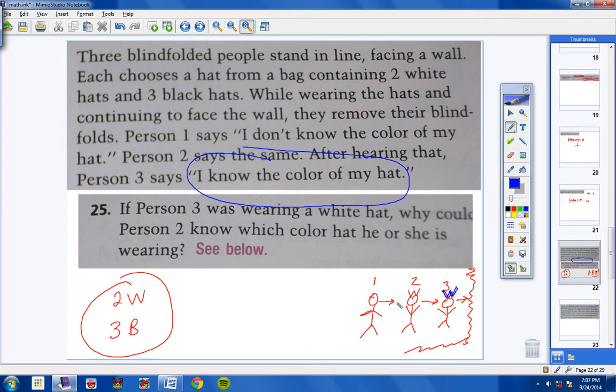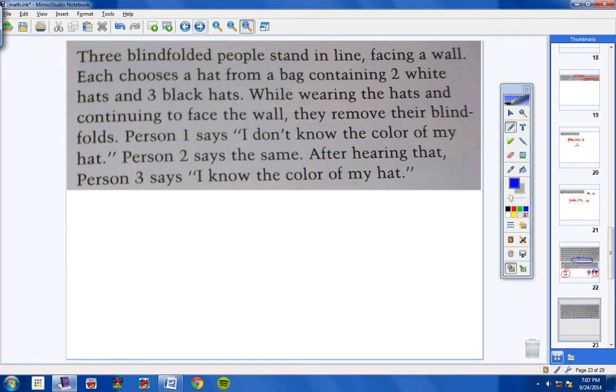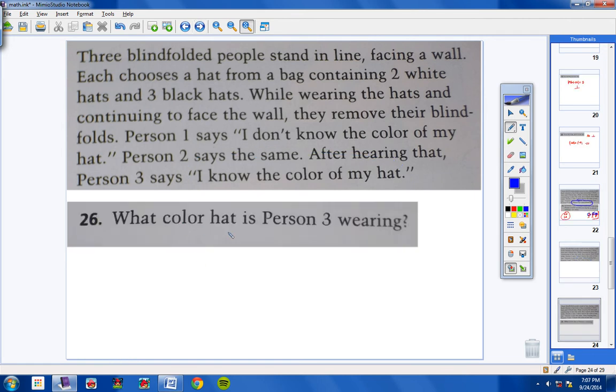Okay, so as soon as this person here, number 2, hears this person back here say, I know the color of my hat, then he or she knows for sure that the only way he would know is if he saw 2 white hats. Thus, the person number 2 has to have a white hat because he heard this person back here say, I know the color of my hat. Thus, this person right here had to see 2 white hats, so person number 2 had to know he was wearing a white hat. Okay, and then lastly, number 26, what color hat is person number 3 wearing?